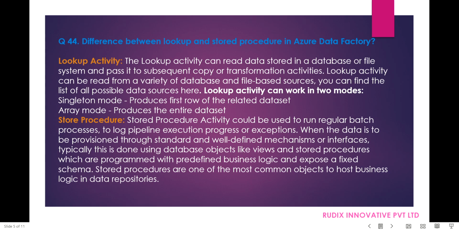Lookup activity can read data stored in a database or file system and pass it to subsequent copy or transformation activities. It can read from a variety of databases and file-based sources. You can find the list of all possible data sources here. Lookup activity works in two modes: singleton mode and array mode. Singleton mode produces the first row of the related dataset. Array mode produces the entire dataset.